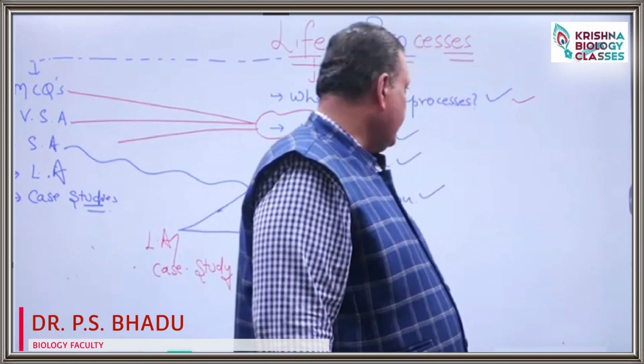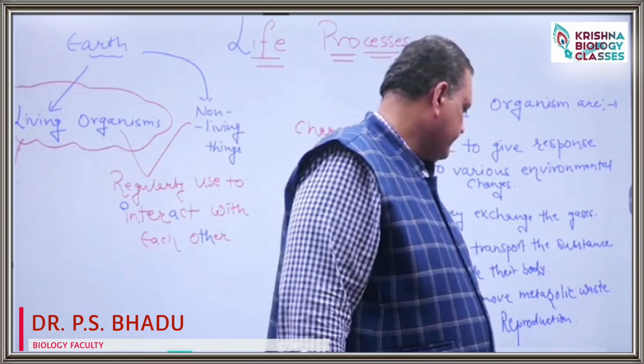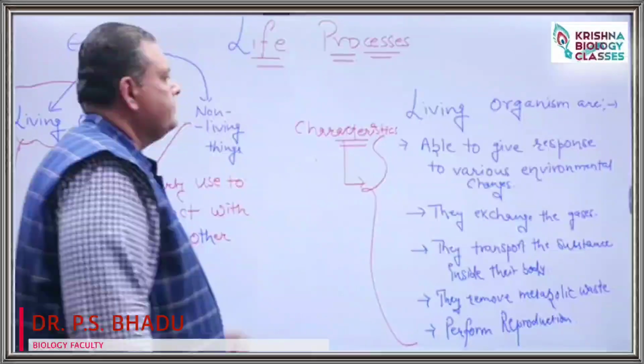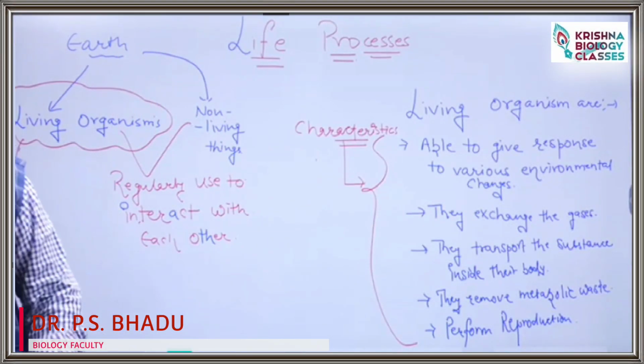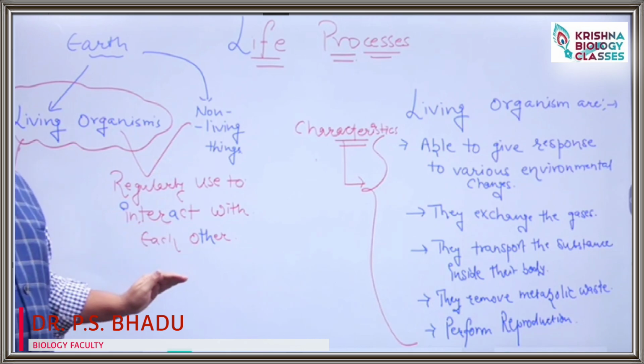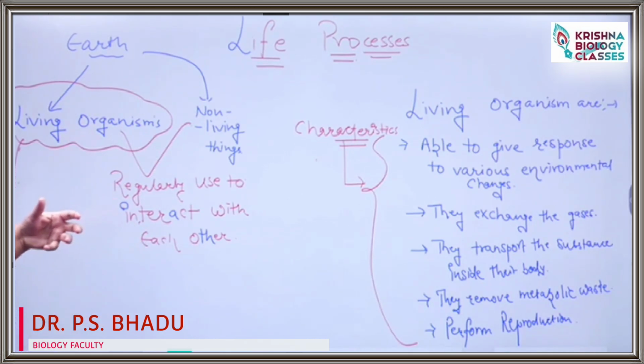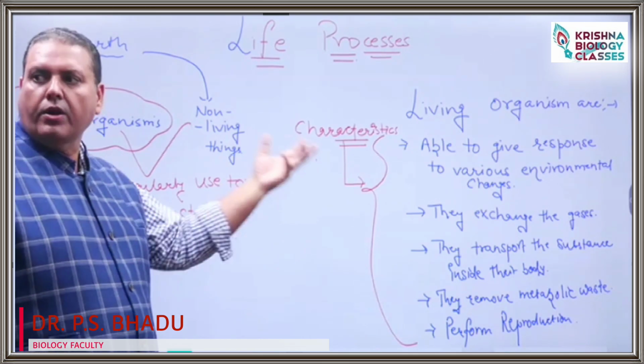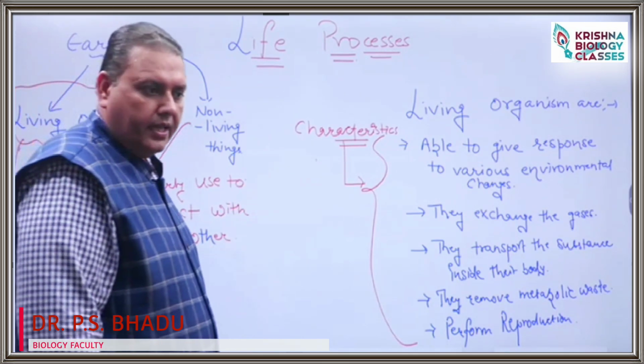When we start to discuss about the term what exactly the life process is, we used to say on this earth living and non-living organisms are present which regularly used to interact with each other. So we need to identify what exactly the living thing is and what exactly the non-living thing is.